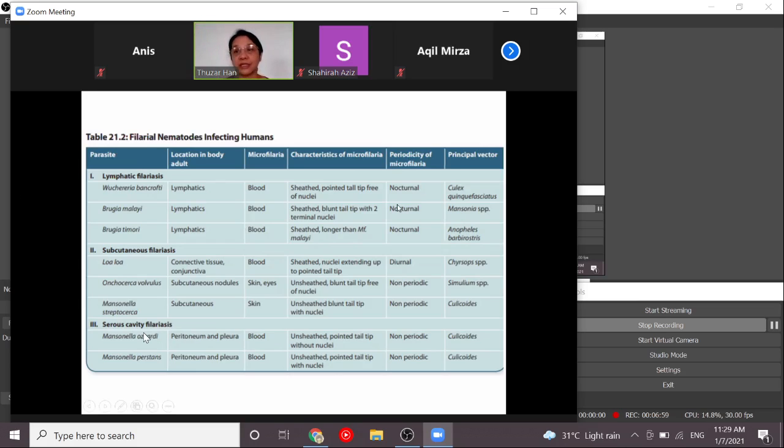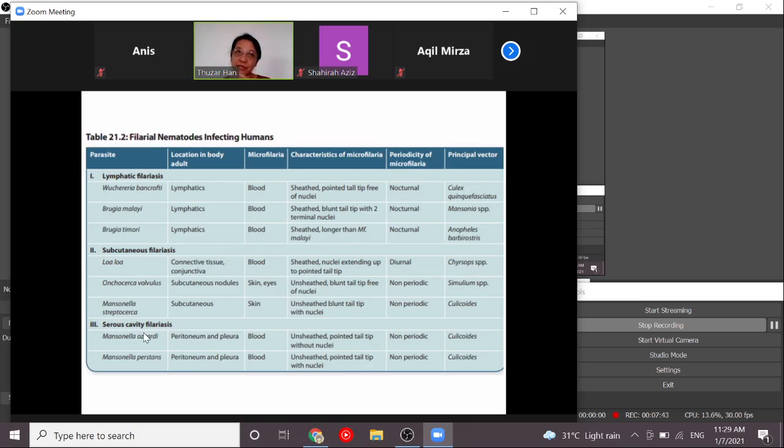Brugia malayi is endemic in Malaysia, and it is transmitted by Mansonia species. In the Timor region, Brugia timori is transmitted by Anopheles. So 3 genera of mosquito can transmit the infection, but mainly it is the Culex mosquito. All right. So here you see the microfilaria larvae. Larvae are found in the blood. They appear only at certain times of the period.